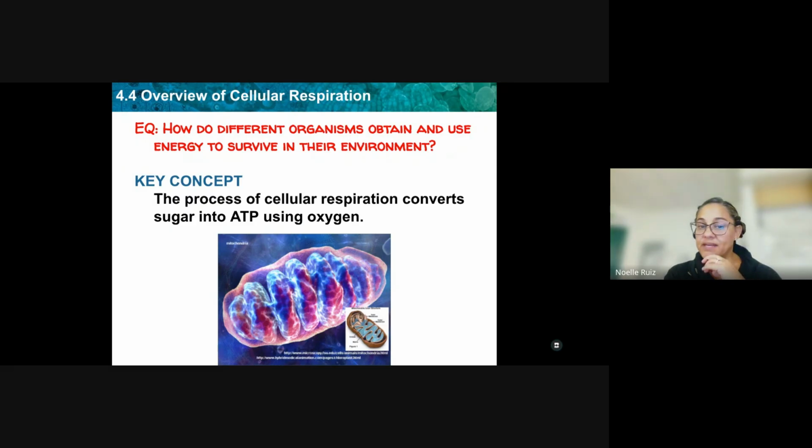So the process of cellular respiration converts sugar into ATP using oxygen. That's just the general definition of what happens during the process of cellular respiration. So respiration is when we breathe. Oxygen goes in, carbon dioxide goes out. Our cells do a mini version of this.